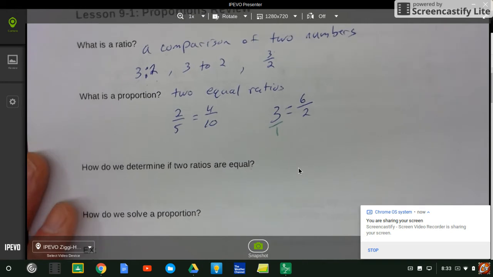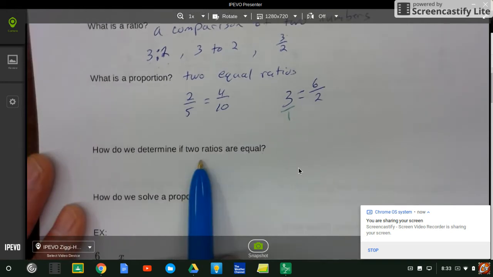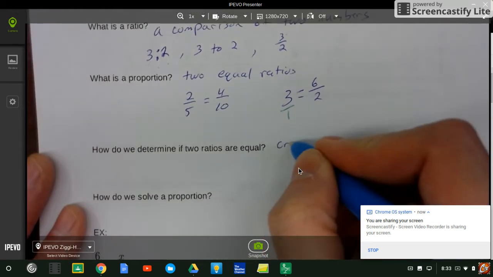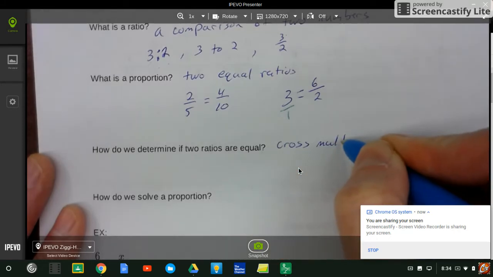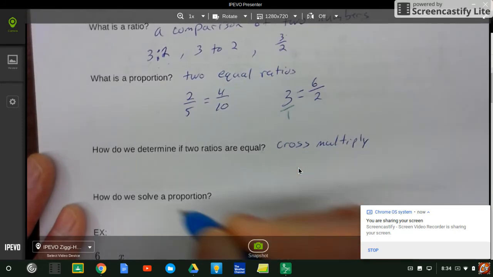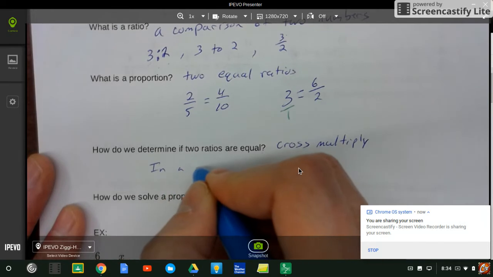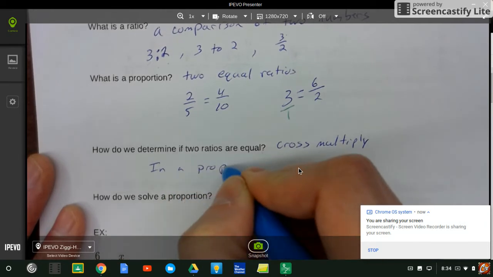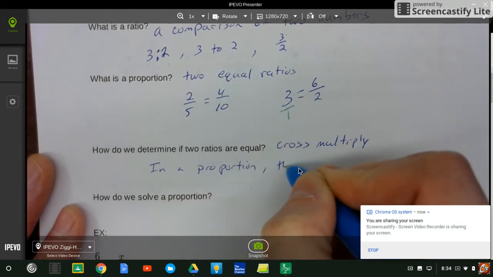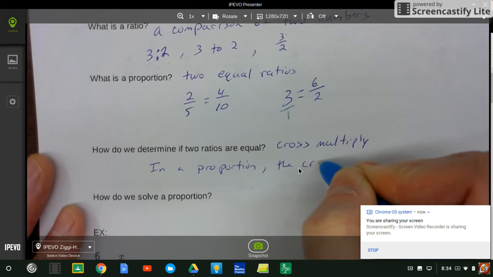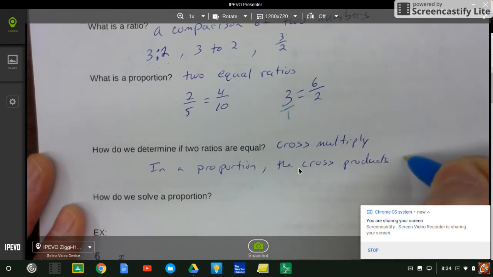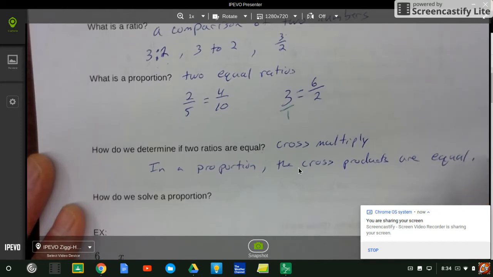How do we determine if two ratios are equal? Well, remember good old cross multiply. Okay, because in a proportion, the cross products are equal. Okay, so it's very simple.